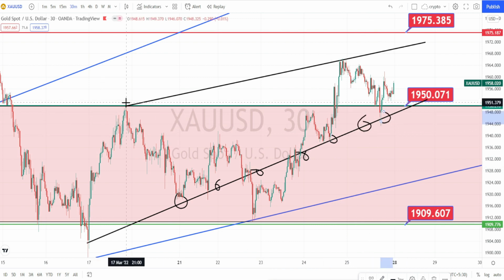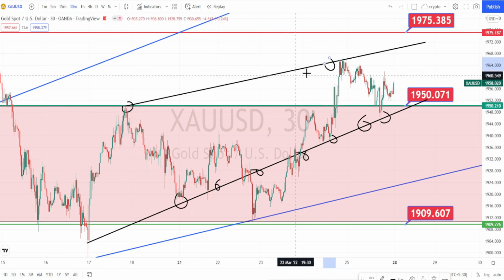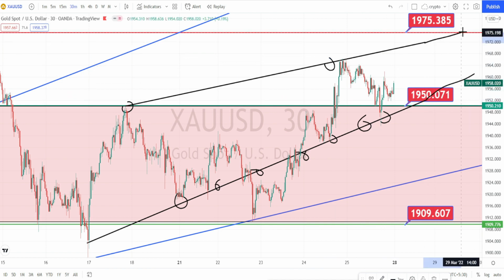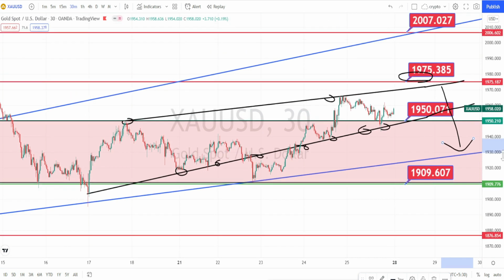And when we notice on the higher side, I have drawn the resistance line also. You can notice that the range is becoming narrower and narrower. Soon we can expect the price action to consolidate around this resistance level of 1975, and if the bullish trend weakens, we can expect a bearish trend reversal to happen. Otherwise, if the bullish trend is still stronger, we can expect the bullish trend to continue.